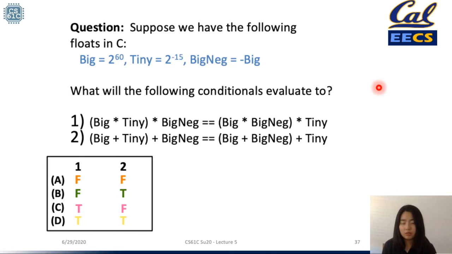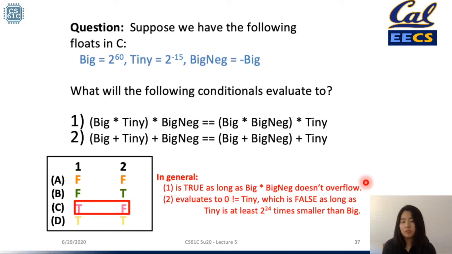So we have a big floating point number which equals 2 to the 60, and a tiny floating point number equal to 2 to the negative 15, and big neg equals negative big. What will the following conditionals evaluate to? The first one is big times tiny times big neg equals big times big neg times tiny. The second one is big plus tiny plus big neg equals big plus big neg plus tiny. I encourage you to pause the video and think about this question.